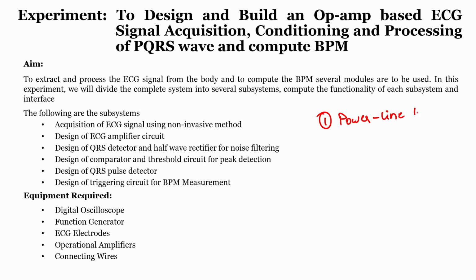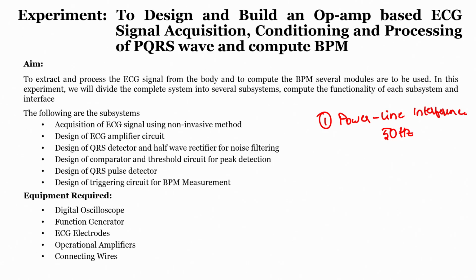The power line interference is majorly due to the operating frequency of our equipment. Generally, in India the operating frequency is around 50 hertz. When we see the raw ECG signal in the frequency domain, there will be a peak at every odd multiple of the power line frequency, that is, at 50, 150 as well as 300 hertz. That signal is not required.